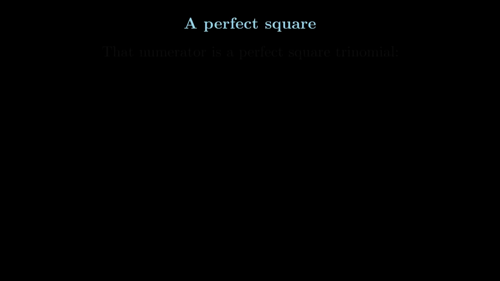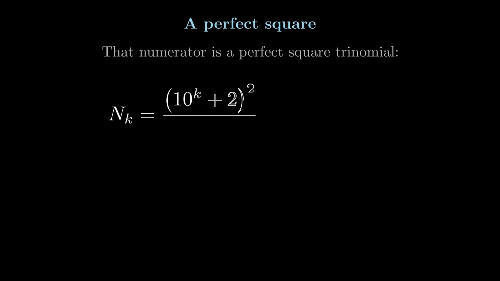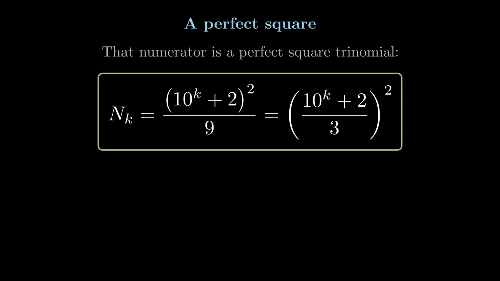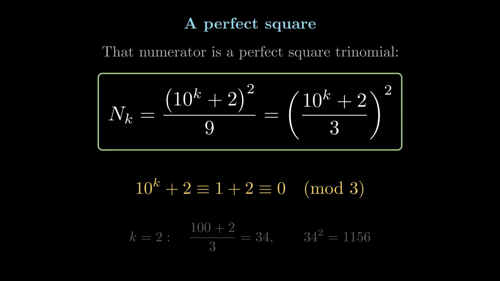But we know that (x plus 2) squared is x squared plus 4x plus 4. So, the whole thing is ((10 to the power of k plus 2) over 3) squared. One thing left. That has to be a whole number. However, every power of 10 is one more than a multiple of 3. So 10 to the k plus 2 is divisible by 3. For example, for k equals 2, this gives 34, and 34 squared is 1156. The sequence that we have considered is nothing but perfect squares.